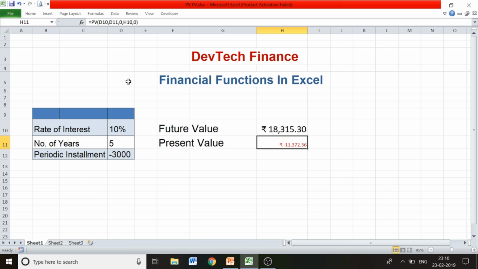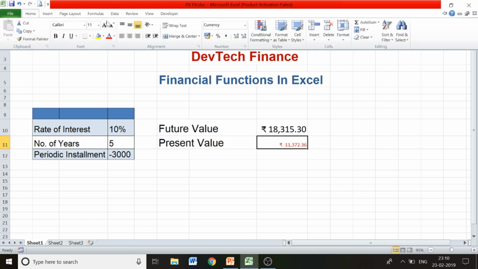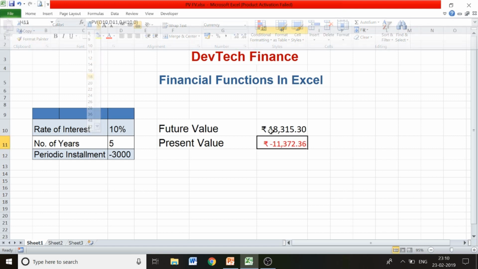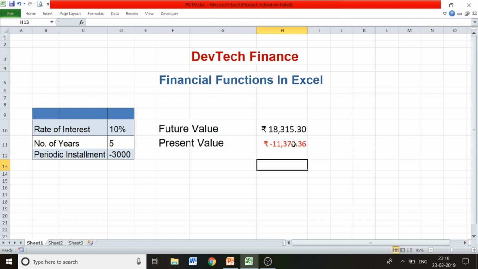So the present value has been 11,372.36. And why do these figures come in minus? This is because it's your present value. It's showing the cash outflow at today's period of time. So now you can understand how future value and how present value are derived. Just a simple function. For future value, we use the function is equal to FV, and for present value, we calculated it with the function is equal to PV.